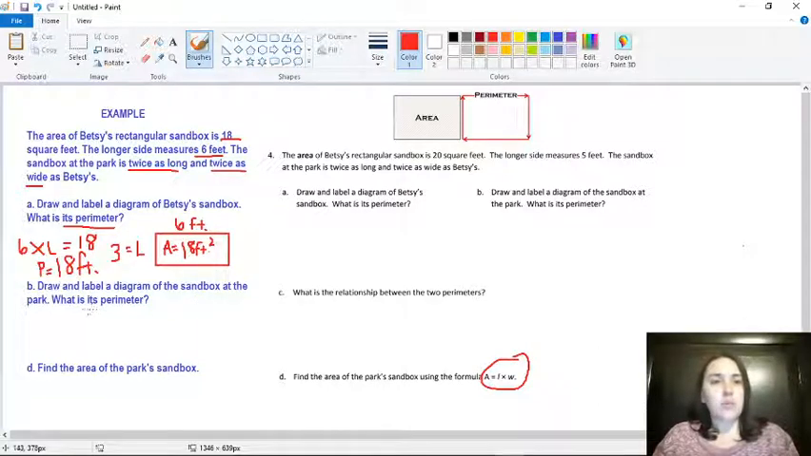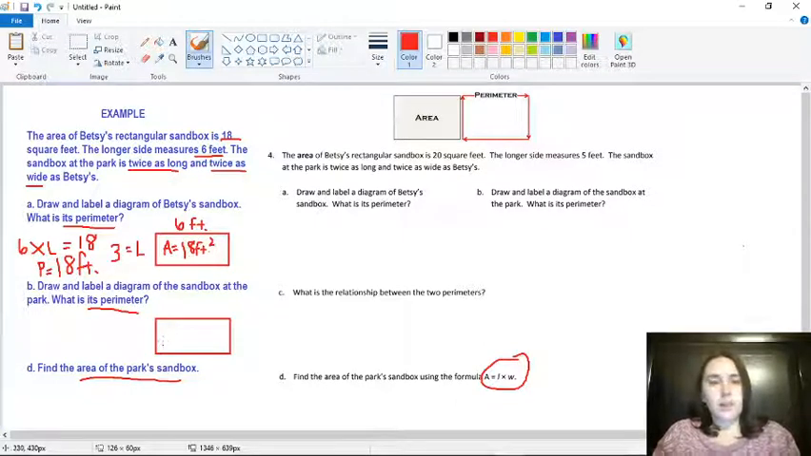Then question B, they want you to label a diagram of the sandbox that's at the park, and then again, they want you to find its perimeter. You'll be finding the area for question D. So for question B, they just want to know the perimeter. I'm going to draw another rectangle. They did not tell us what the area is. We have no idea. They didn't tell us what any of the side lengths were, but they did tell us that each side is twice as long as the sides on Betsy's rectangle.